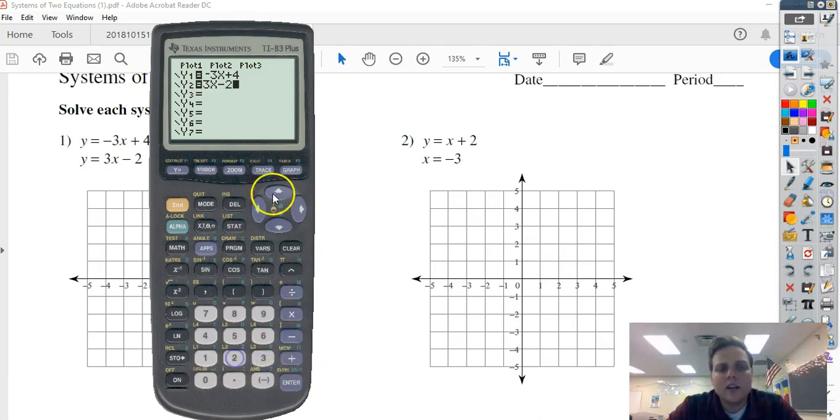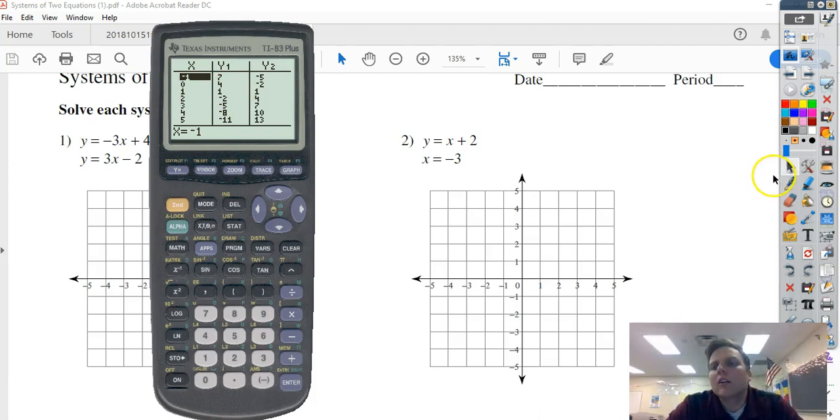Then you can go to the table, second graph, and just look for where the y's match up. Bam, the y's match up right here, so it is the point (1, 1). That's where they intersect. That's our answer. On the test tomorrow, that's all I'm going to be looking for: where they match up.